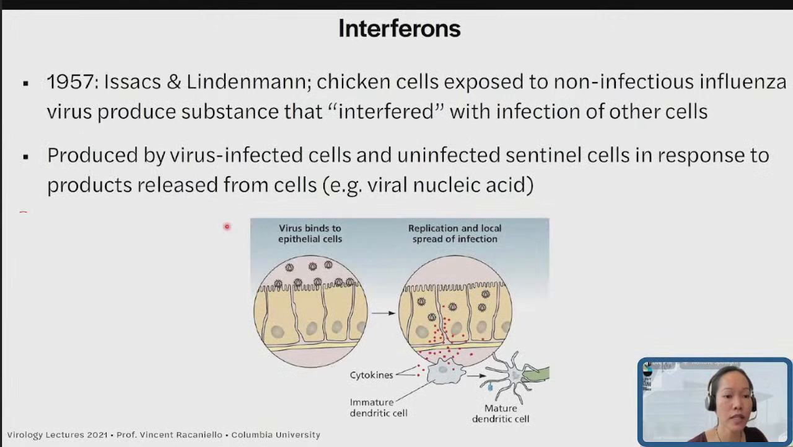So let's now go to interference. Just give me one moment. I just really want to remove this bar because it's covering lights. Okay.